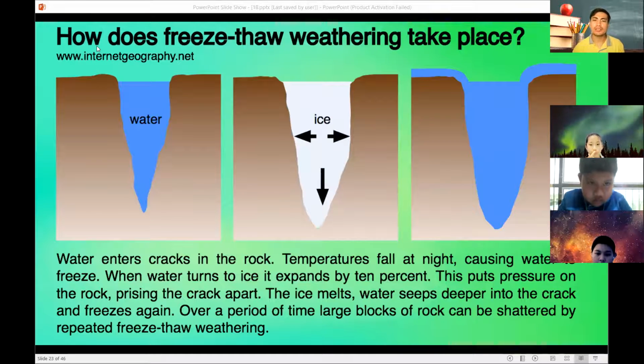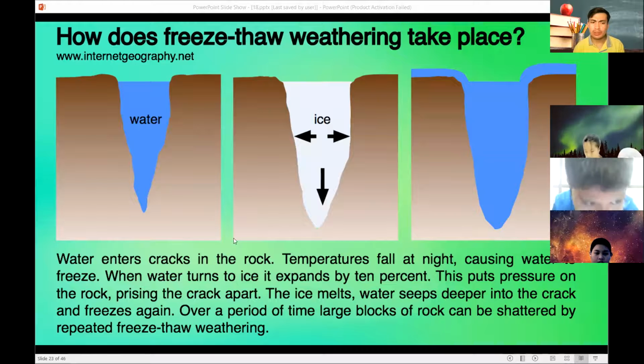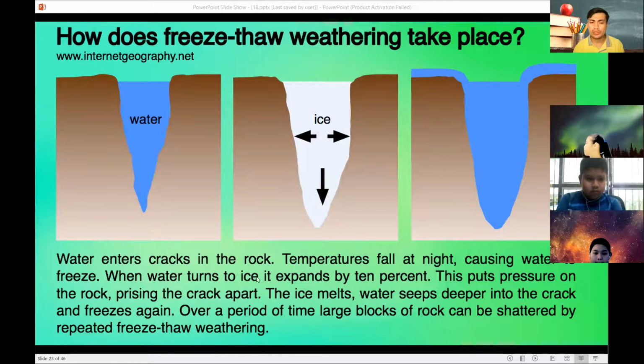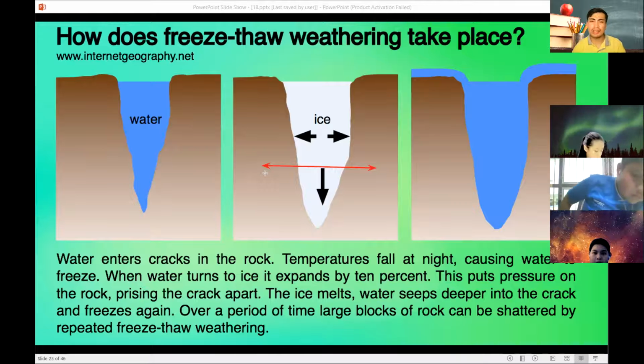Okay, so this is another picture. I think I will just read this one. Water enters cracks in the rock, as what I explained earlier. Temperatures fall at night, causing the water to freeze. When the water turns to ice, it expands by what? 10%. Wow, see? The expansion of the water here is 10%. Can you see that? It expands for 10%.